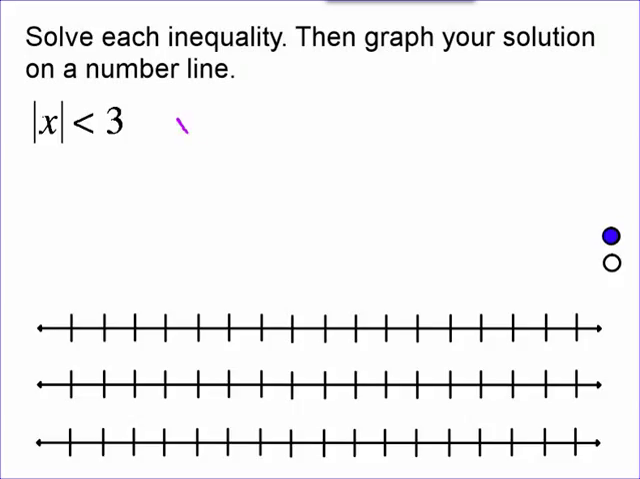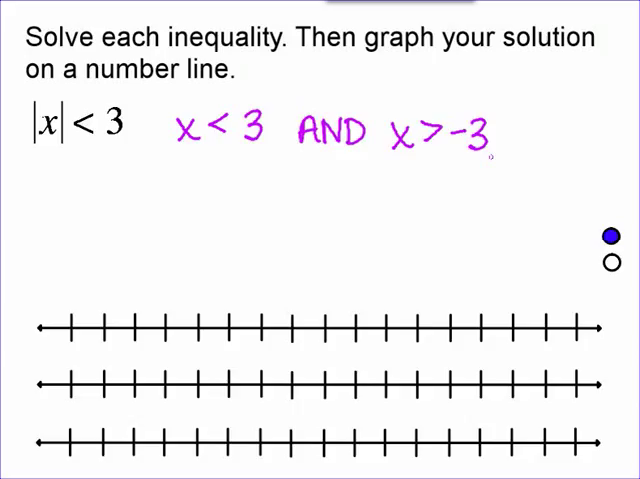Okay, so my first thing I'm going to do is rewrite this statement. I'm going to copy it verbatim, leaving off the absolute value signs. So I've got x is less than 3. What comes next? What's the connector word with less? And. So I'm going to put x is less than 3 and x is, now here comes the switch part. You're going to switch the sign. So instead of being less than, it's now going to be greater than. Instead of being positive 3, it's going to be negative 3. So switch, switch.